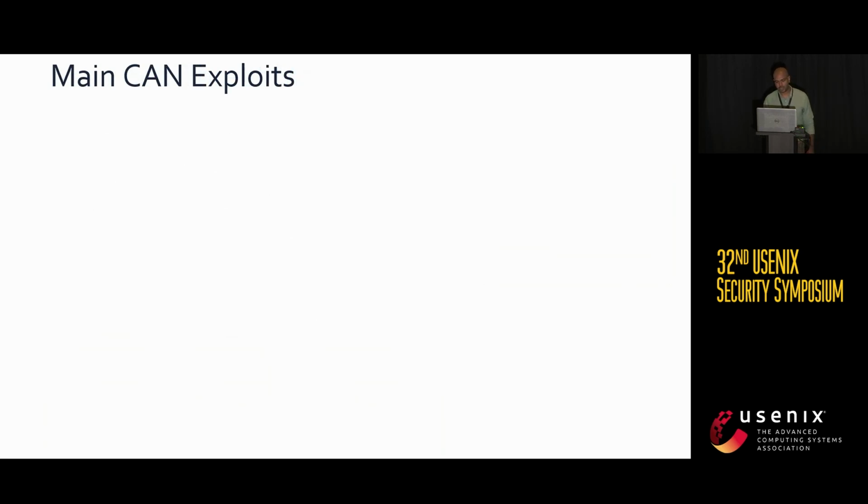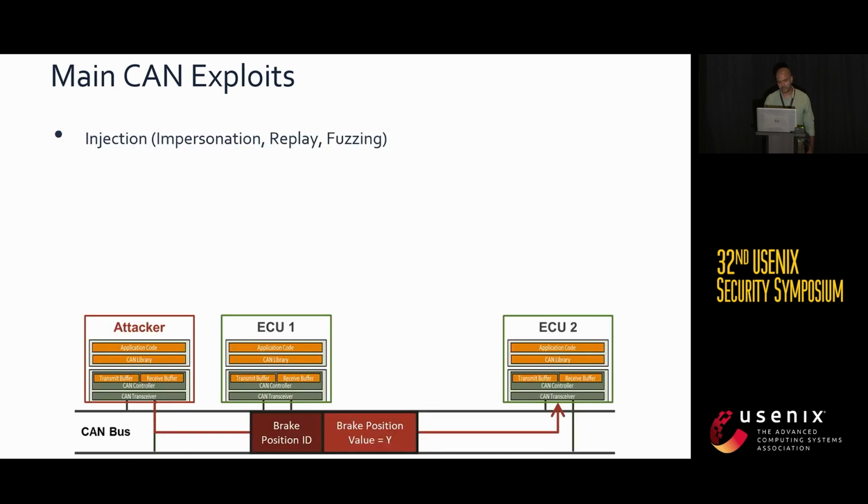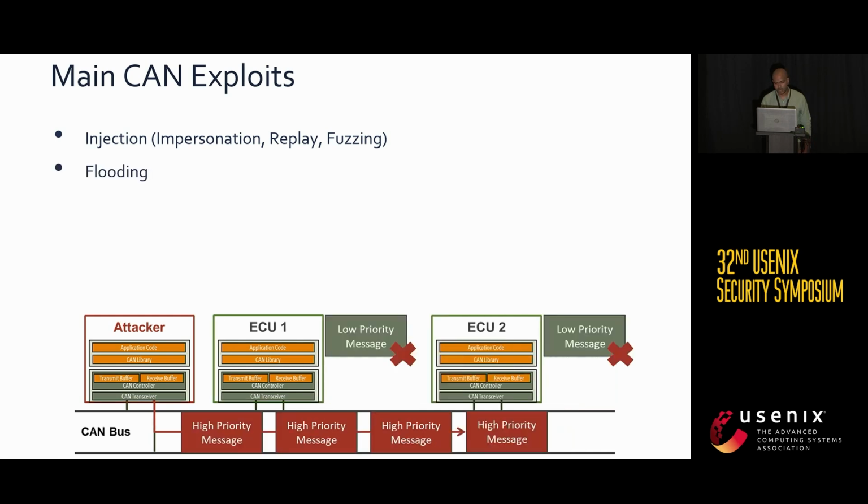So under the aforementioned threat model, CAN has long suffered from the following exploits. The first is message injection attacks. The attacker here could randomly inject messages, replay old messages, or specifically impersonate the messages of another ECU. Another attack vector that targets the availability of the bus is flooding, where, as the name suggests, it floods the bus with high priority messages. This leads other ECUs with lower priority messages to not be able to access the bus and to eventually drop their messages.